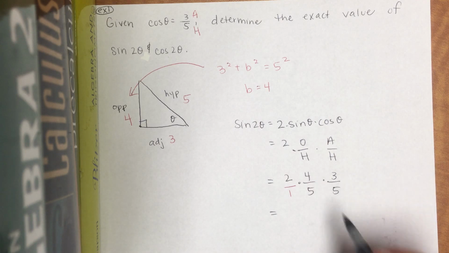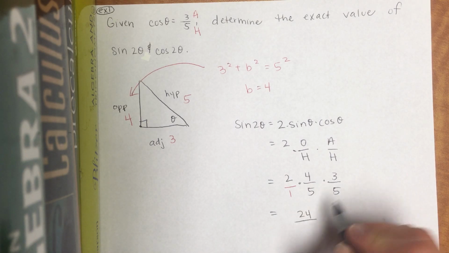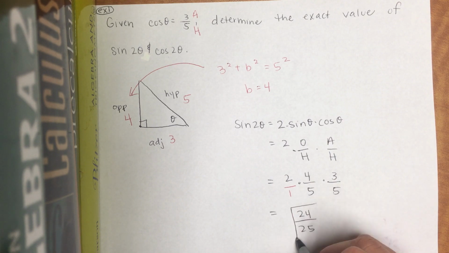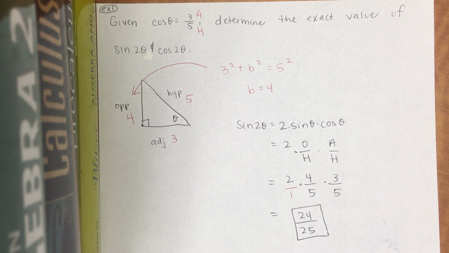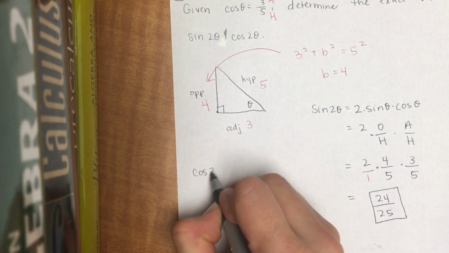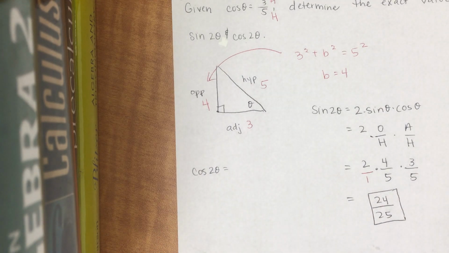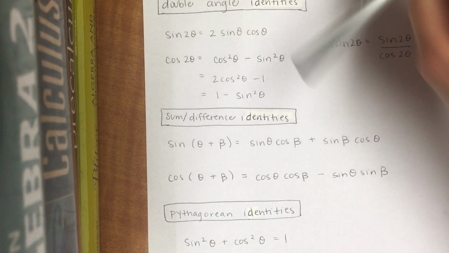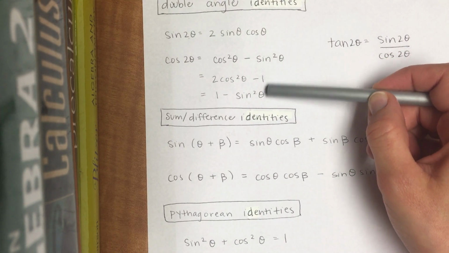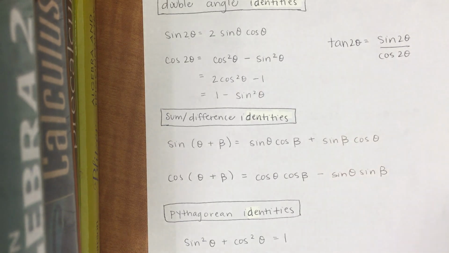2 times 4 is 8. 8 times 3 is 24. And on the bottom, 1 times 5 is 5. 5 times 5 is 25. So the sine fraction, if I double the angle, is 24 over 25. Yay. All right, I can do the same thing for my cosine 2 theta fraction. You can use any of these 3 identities that I've given you. I usually just use the first one, but any of these 3 are good.